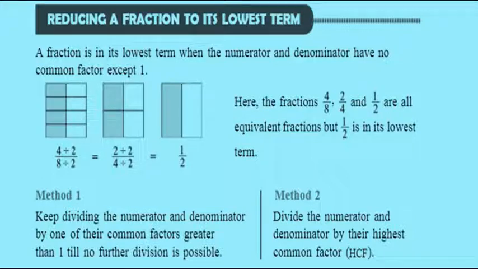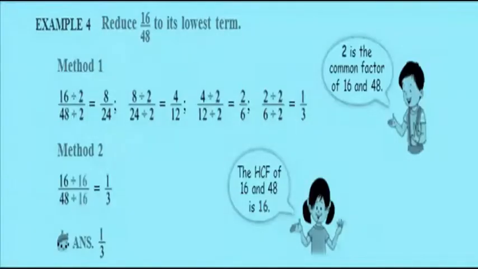There are two methods in finding the lowest term. One is by dividing the numerator and the denominator by their common factor, one of the common factors that is greater than 1, and the method 2 is divide the numerator and the denominator by their highest common factor. So you can use either one method to find out the lowest term. Let us see an example. Reduce 16 by 48 to its lowest term. Here we will use both the method 1 and 2 here to find out the lowest term.